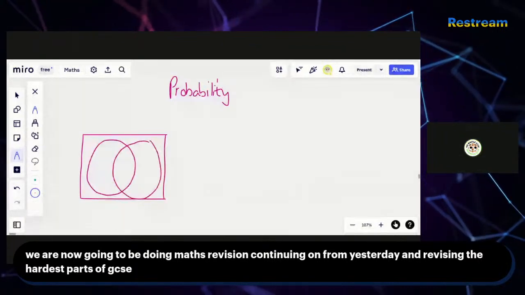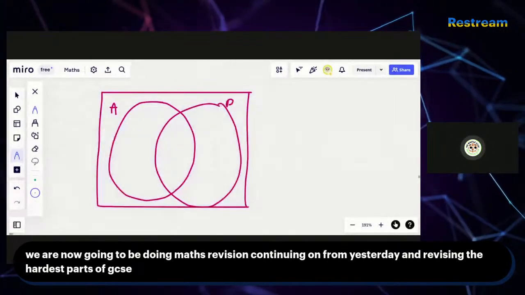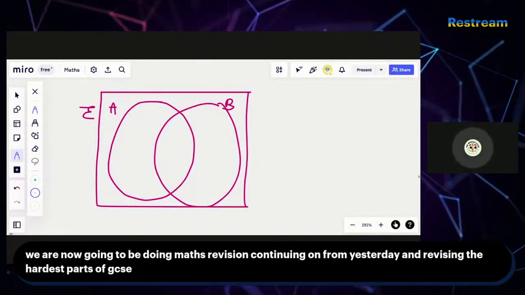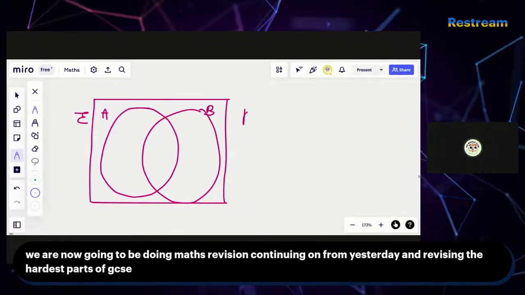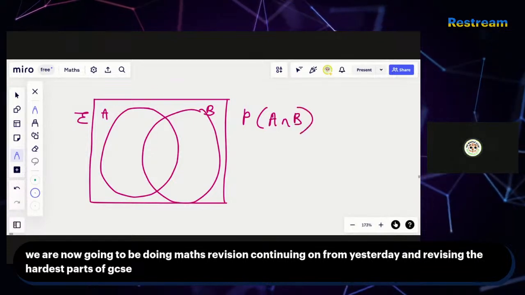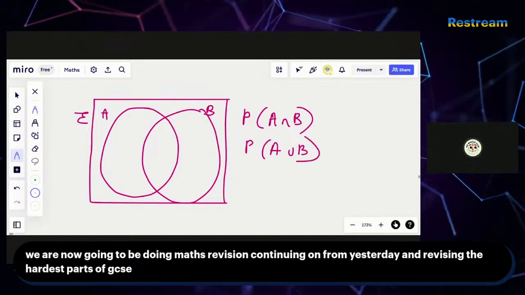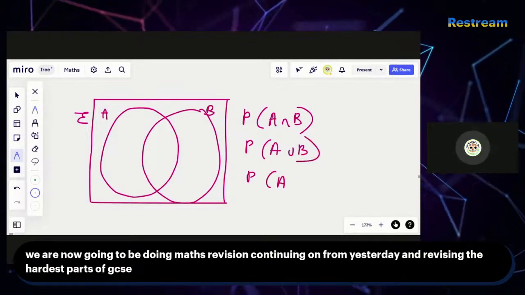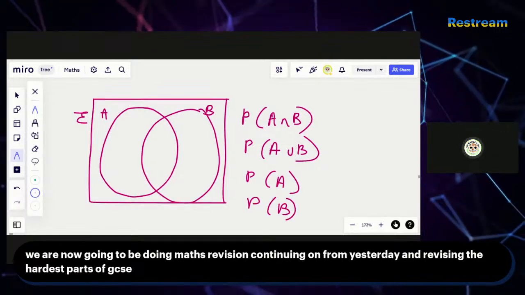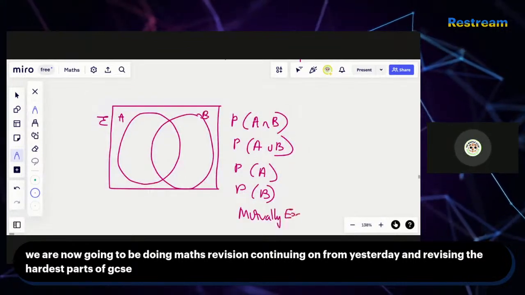Okay. So let's label this circle A and this one B, and this is the universal set. In maths, firstly we have P of A and B. Then we have P of A or B. And then we have P of A. And then we have P of B. And then we have mutually exclusive. So what do these symbols mean?